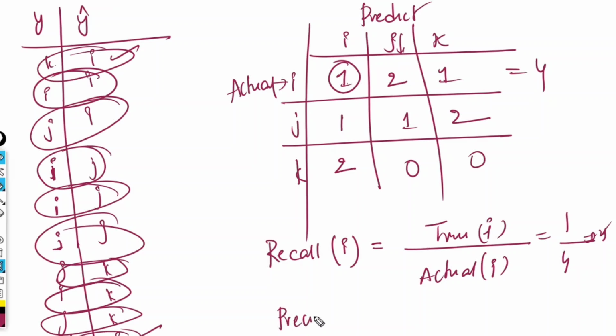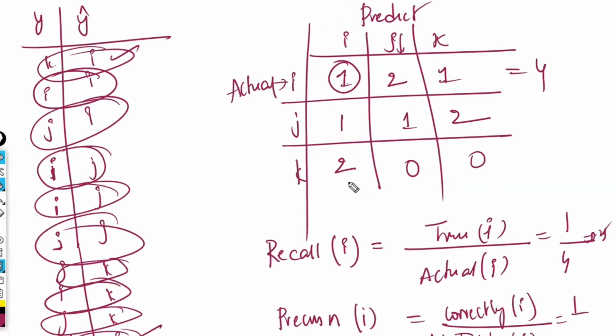Precision of I. Precision of I means correctly predicted I divided by total predicted I. So correctly predicted is 1. Total predicted of I is 1, 2, 3, 4. In this data set also again 1 by 4. So 1 by 4, 1 by 4. Don't get confused, but both are different. From this side, if you see 4, this side also you are getting 4. Okay, let us go with J.